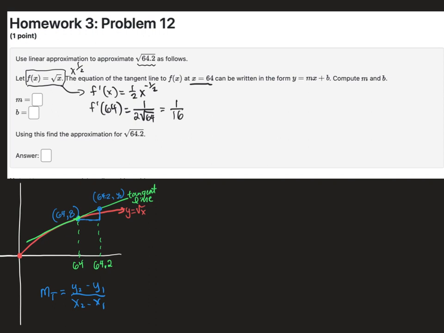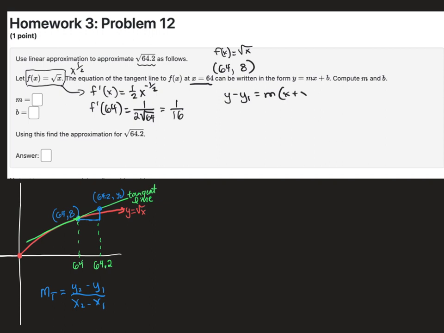All right, and then the equation of the tangent line. So do we have a point? Let's see, x is 64, and then y would be, since it's f of x equals square root of x, we'd put 64 into that equation. So square root of 64, our y value would be 8. Okay, so we have a point, so let's use slope point form to get the equation of the tangent line.